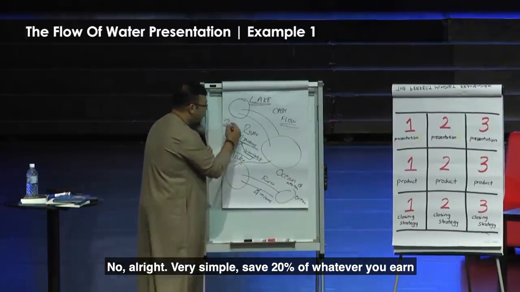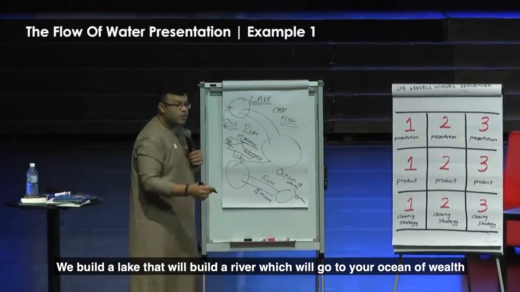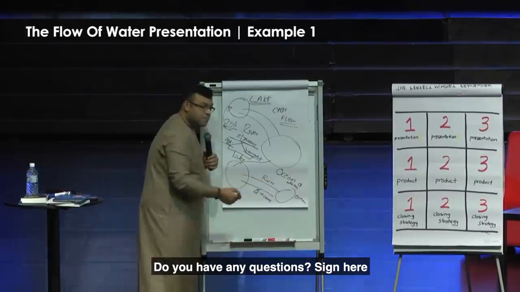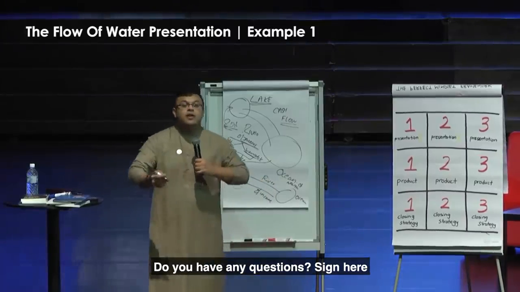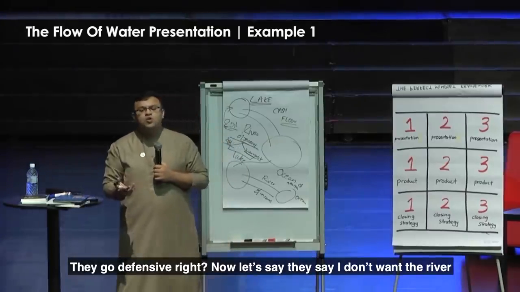Save 20% of whatever you earn. We'll build a lake that will build a river which will go into your ocean of wealth. Do you have any questions? Sign here. They go defensive, right? Now, let's say they say, I don't want a river.